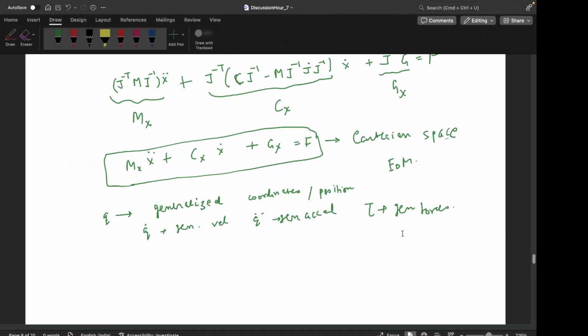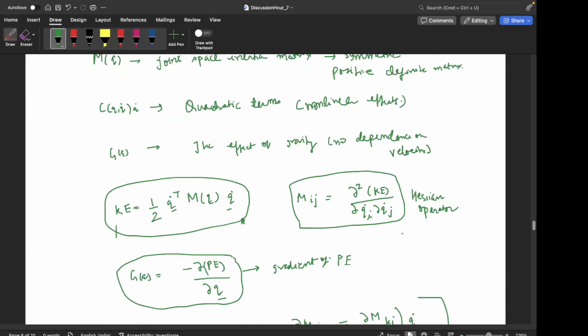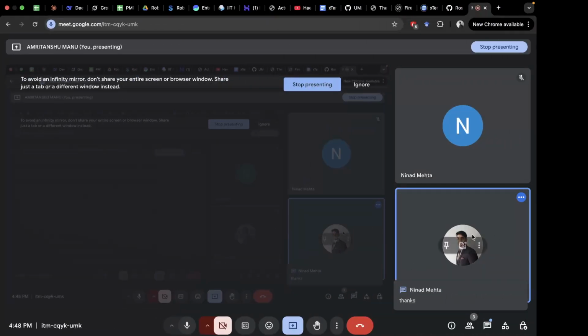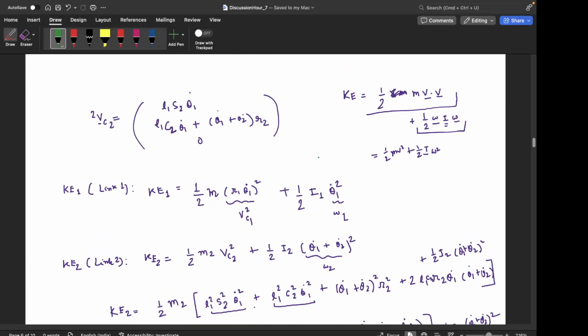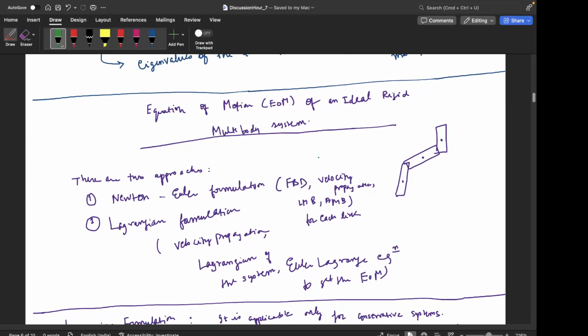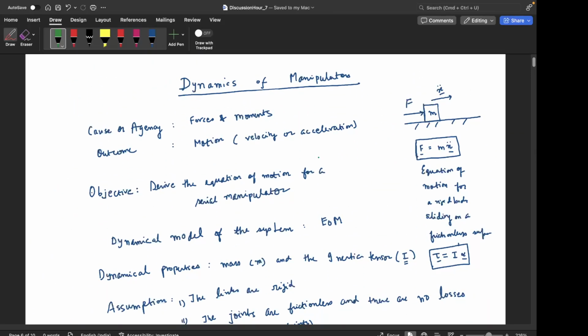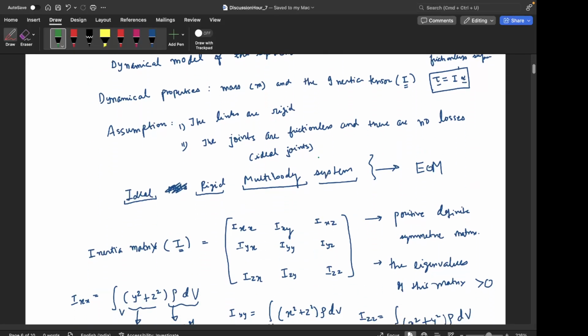Okay, so now I'll just quickly summarize what we have discussed today. The objective today was to basically understand how do we relate the forces to the motion. So how do we basically derive the equation of motion of a system? And there are two ways to do that. One is the energy based method, that is the Lagrangian approach. Another is the force based method, that is the Newton Euler approach.